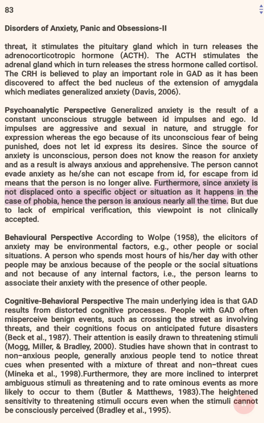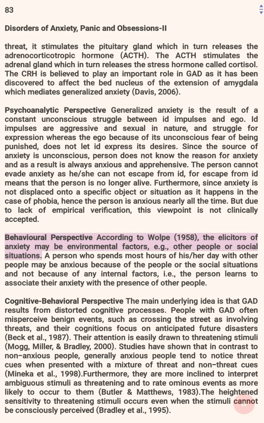Furthermore, since anxiety is not displaced onto a specific object or situation as it happens in the case of phobia, hence the person is anxious nearly all the time. But due to lack of empirical verification, this viewpoint is not clinically accepted.